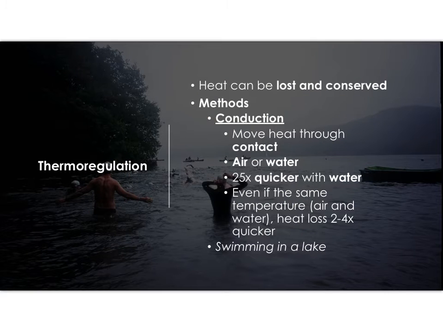So let's look at our first method of how we can lose heat or conserve it to keep our core body temperature around 37. So the first method is called conduction, and this is the movement of heat through contact with something, and that can be the air here. So this man's skin is in contact with the air, and underneath the water his skin is in contact with the water, strangely enough. So sporting examples could be air or water.